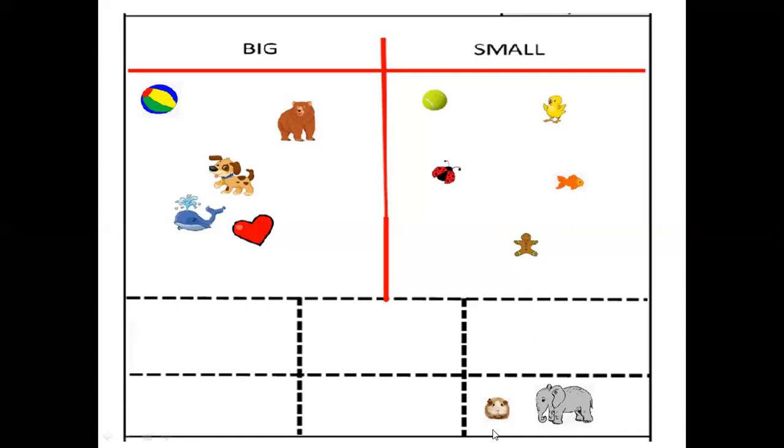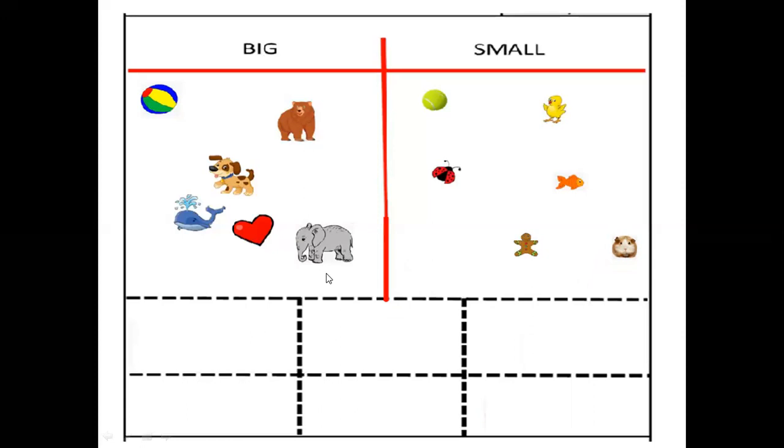Last column. It is a rabbit and an elephant. Do you know which animal is big here? Which one is big? The rabbit or the elephant? The elephant is a big animal. Have you ever seen an elephant? It's a big animal. Pick it up and put it in the big column. The small one in the small column and the big one in the big column.